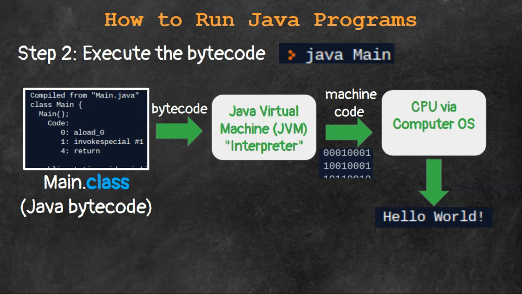The second step was to execute our bytecode. We did this by typing java and then the name of the class file minus the .class extension. When we did this, an interpreter called the Java Virtual Machine, or JVM, went to work. The JVM took the bytecode instructions from main.class and converted them to machine code, which is the only language the CPU understands. The JVM then sent these machine code instructions to the CPU to be executed, resulting in the Hello World message on the screen.